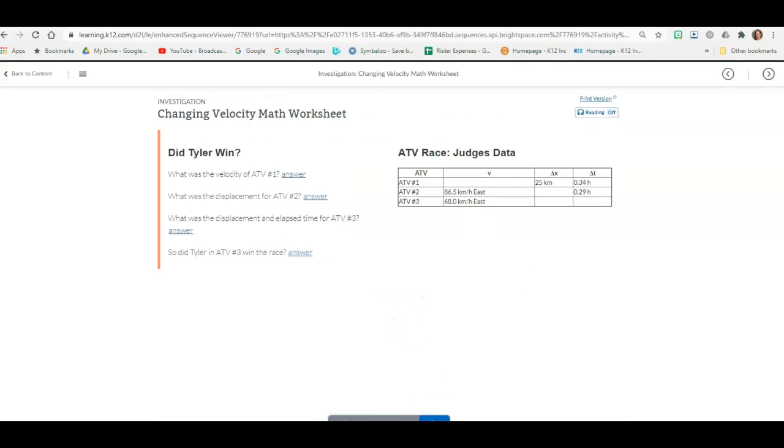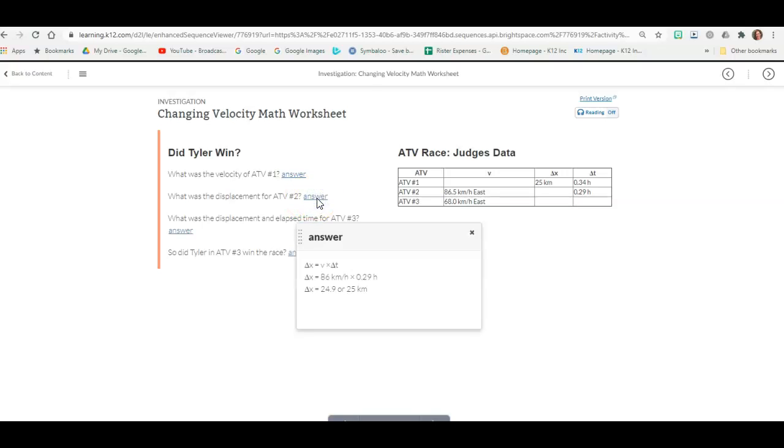But we'll keep going in order to get through, and I'll just go through the answers so that you can see how you got there and check your work. So the velocity of ATV number 1, you've got to divide 25 by 0.34, which is the time. Okay, so what we were given, and that gives us a velocity of 73.5 kilometers east. And then at the end of the race, we can assume that all ATVs are going in the same direction, so they'll all be going east.